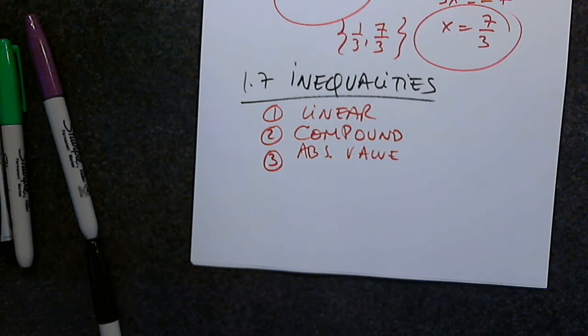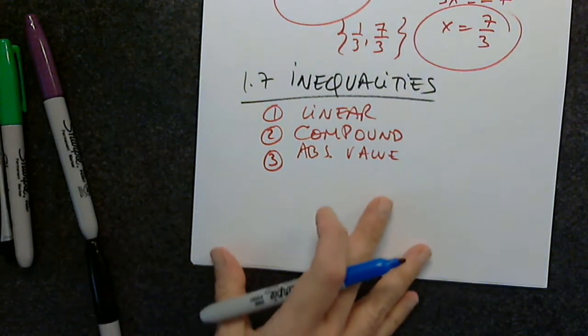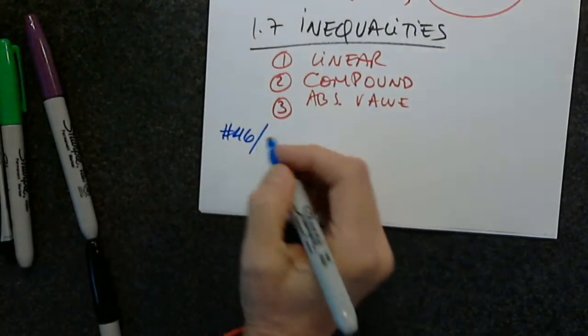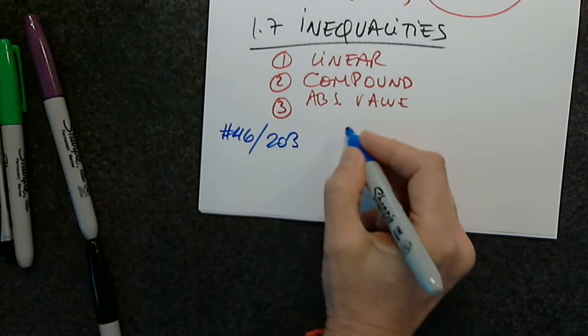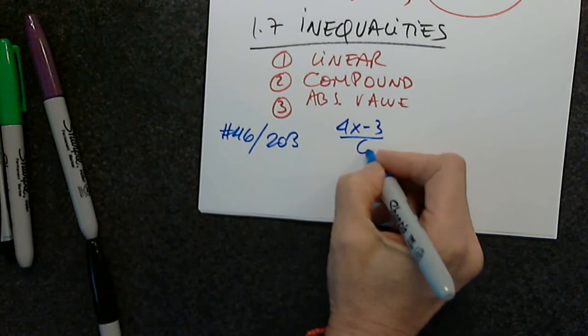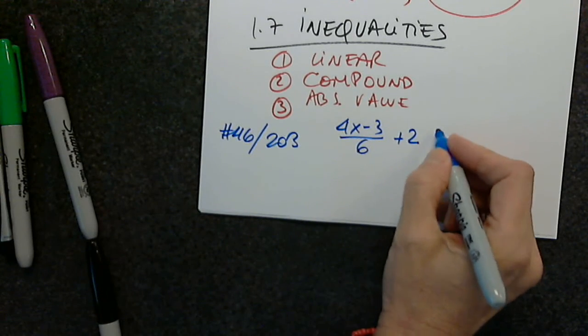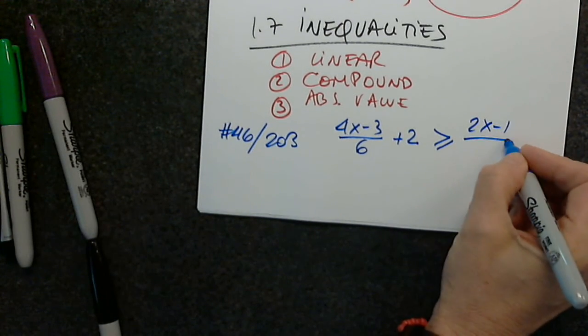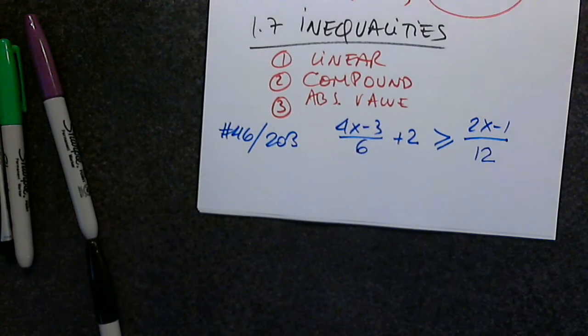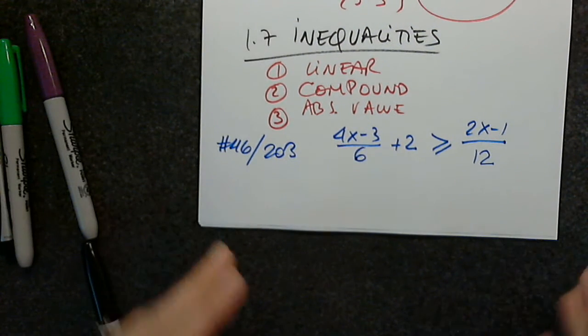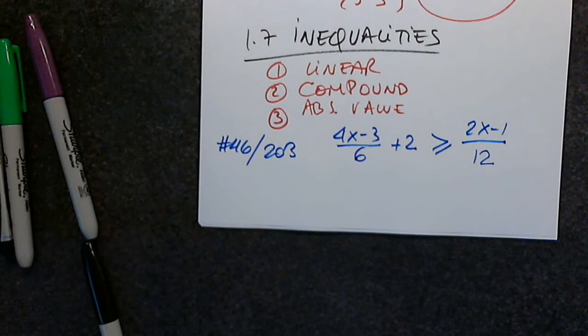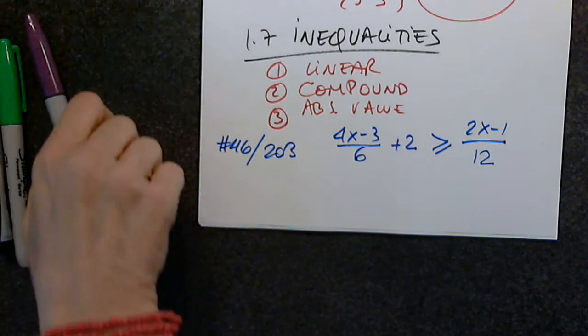Number 46 on page 203: (4x minus 3) divided by 6 plus 2 is greater than or equal to (2x minus 1) divided by 12. And I know you're going to say fractions again, and then I'm going to say eliminate them again. There is always one step in which we eliminate fractions and we have no problems. So please don't ever be afraid of fractions.